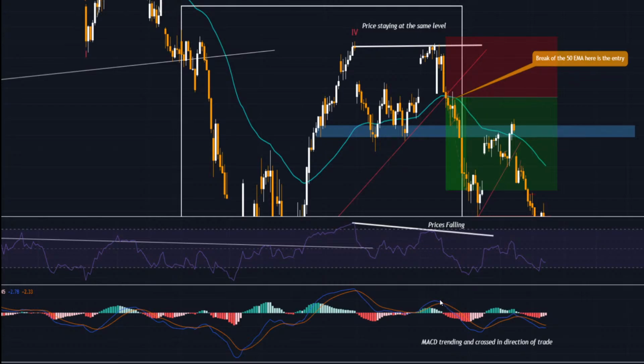The MACD is trending lower. The MACD is what I use as the stochastic oscillator of choice in these examples. The entry is at the break of the 50 exponential moving average, highlighted by this blue color. The stop loss goes above the last set point, which is right here, or right here. Stop loss is right there.